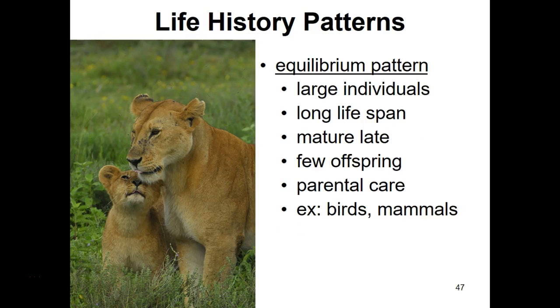Larger organisms that have long lifespans mature later in life, and they tend to be more willing to give parental care. So this would be mammals; humans are examples. Birds give a lot of parental care. And we have very few offspring because we give the parental care. We have to take care of each organism in our life.